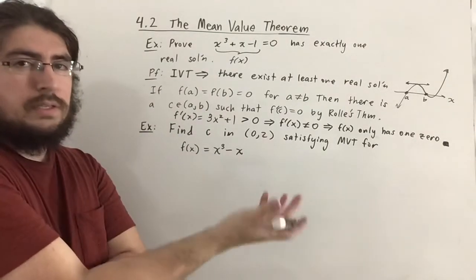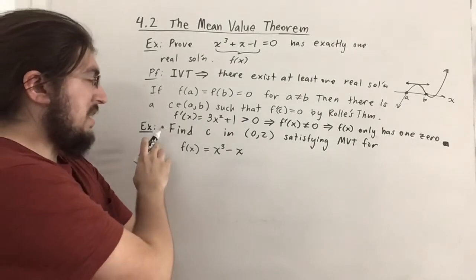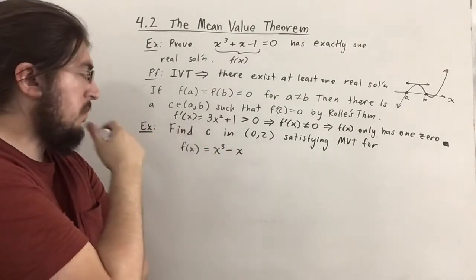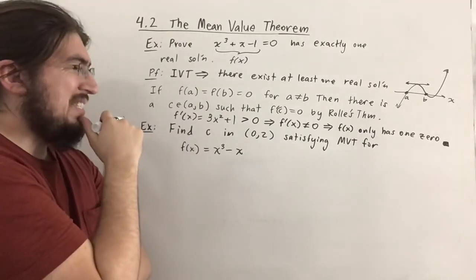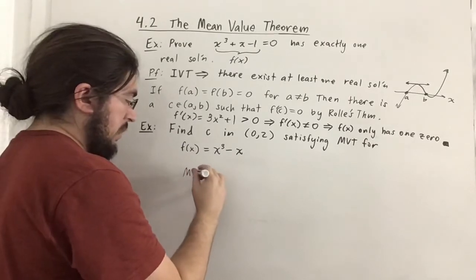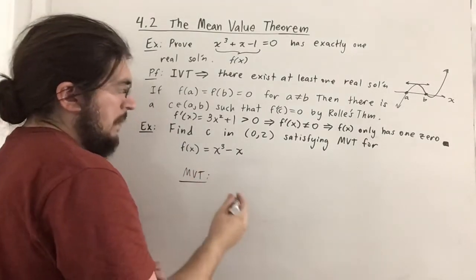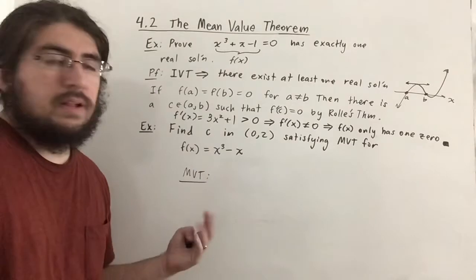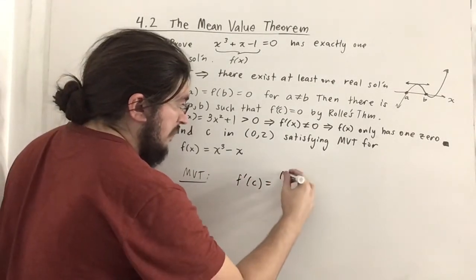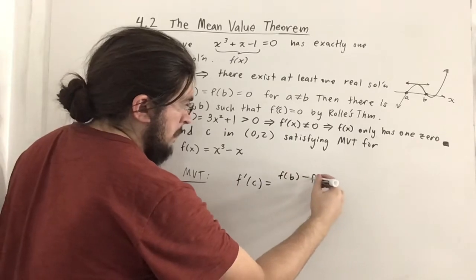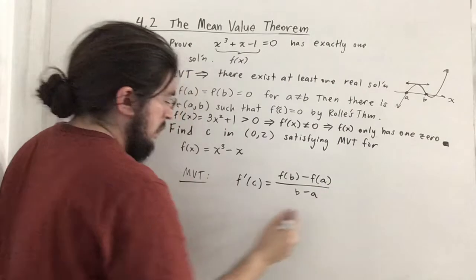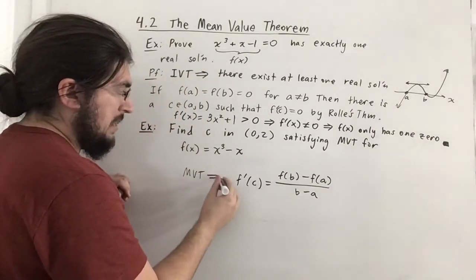So now, this example is a little more specific. It tells you what to do, basically. And it says, find c in the interval 0 to 2, satisfying the mean value theorem for this function. So, well, remember that the mean value theorem really says what? The conclusion of the mean value theorem says that f prime of c is equal to f of b minus f of a over b minus a. So let me just say the mean value theorem implies this.